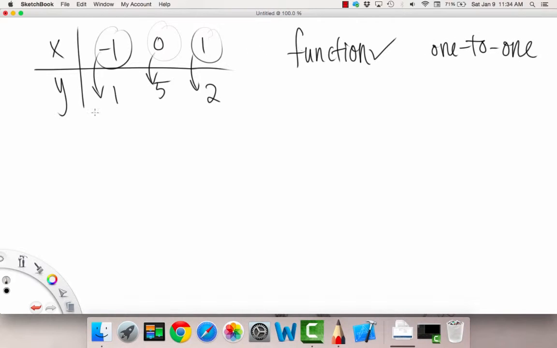So function, yes. One-to-one, we're going to check, okay? So now all we have to do is look at the outputs and make sure that if any of the outputs are the same, their inputs are exactly the same as well. So in this case, none of our outputs are the same, so we don't have to worry about that. 1 was created by plugging in a -1, 5 was created by plugging in a 0, and 2 was created by plugging in a 1, and nothing matches here, so yes, it is one-to-one based on this table, okay? So for now, we don't really need to know why a function has to be one-to-one or not, but we definitely will use this definition later on. So just store that away, okay?